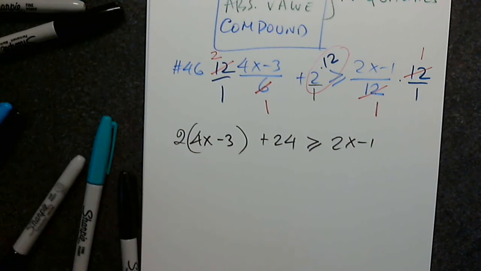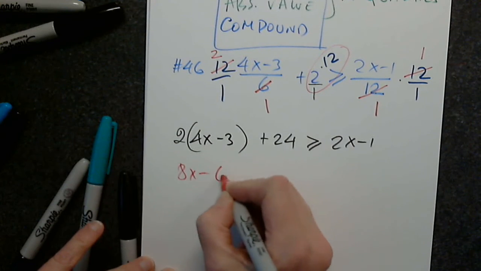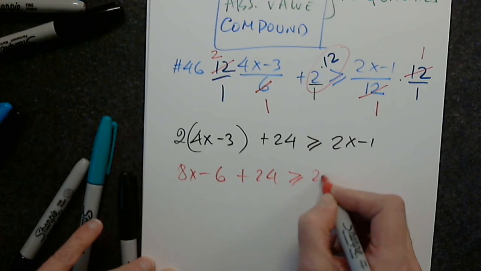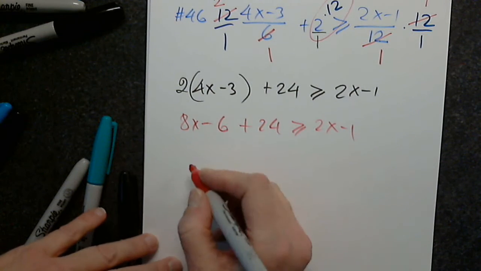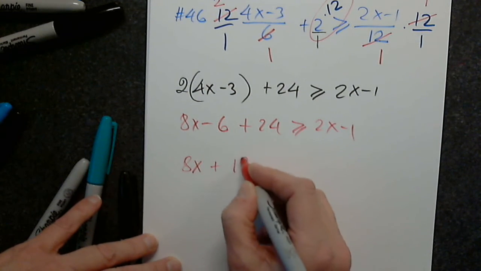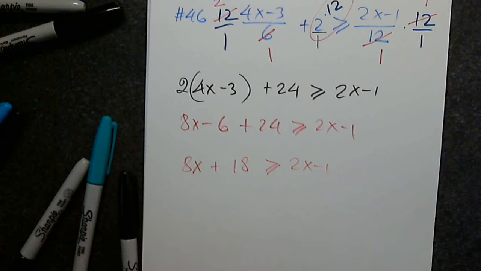Now I will distribute. I get 8x minus 6 plus 24 greater or equal to 2x minus 1. Please do not move terms around like we did with the equations, from left to right and vice versa, before you fully simplify or combine like terms. Clean this up on both sides first. So then we have 8x plus 18 greater or equal to 2x minus 1.